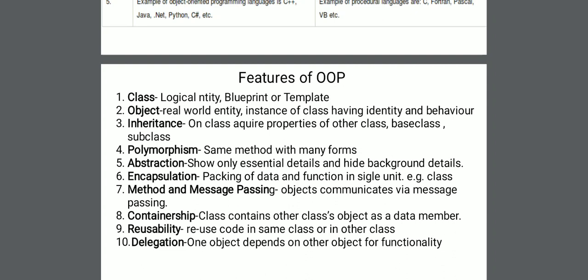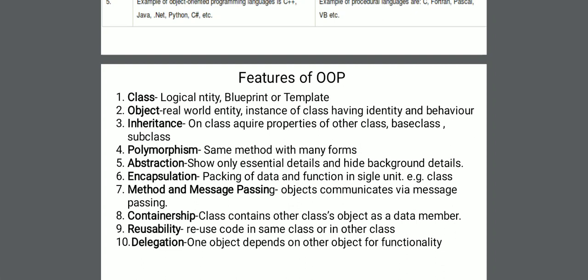Next one is polymorphism. Polymorphism is shown by methods, by functions. Functions are called methods in OOP. So the same method can do multiple actions. Means the same method with many forms is called polymorphism. Poly means multiple, morphs means forms. Multiple forms will be there, many forms will be there.